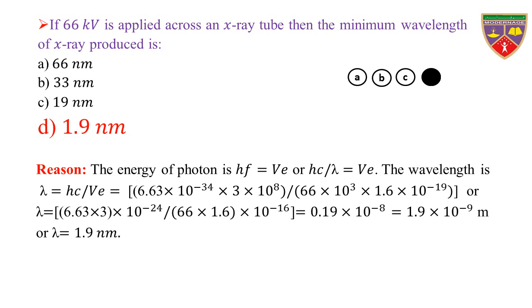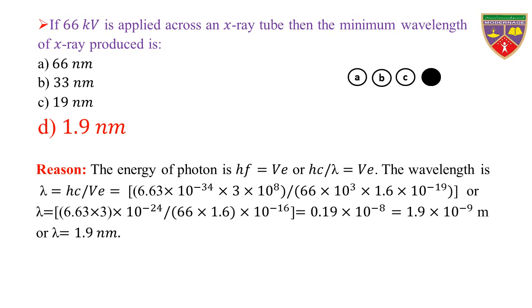Reason: the energy of a photon, hf, is equal to VE, or hc divided by lambda is equal to VE. The wavelength is lambda equals hc divided by VE, which is equal to 6.63 into 10 power minus 34, which is the value of h, into 3 into 10 power 8, which is the value of c, divided by 66 into 10 power 3, the value of voltage applied, into 1.6 into 10 power minus 19, the charge of the electron.